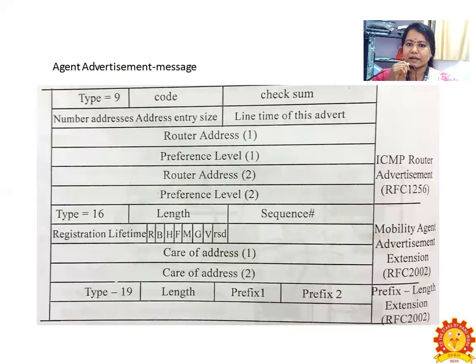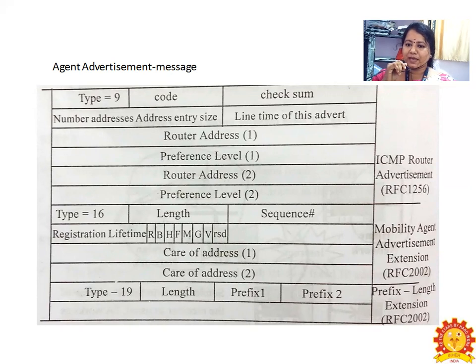Next, the packet diagram, the frame format for the agent advertisement message. Here we have type equals 9 and the code, length, and at last a checksum. Under that we have the number of addresses, address entry size, and the lifetime of this advertisement. Next, it is followed by router address 1, preference level 1, router address 2, preference level 2. Next, we have type equals 16. Instead of code, we have a length, and instead of checksum, we have a sequence number. Below that, we have the registration lifetime.